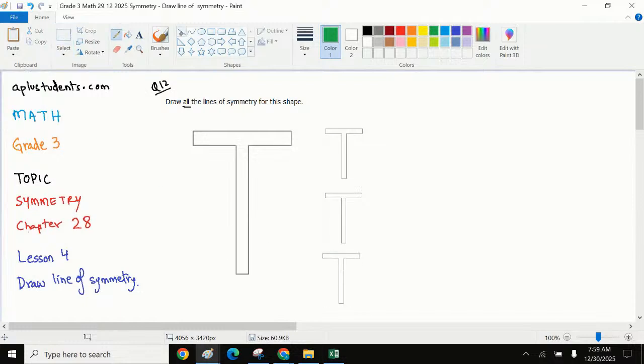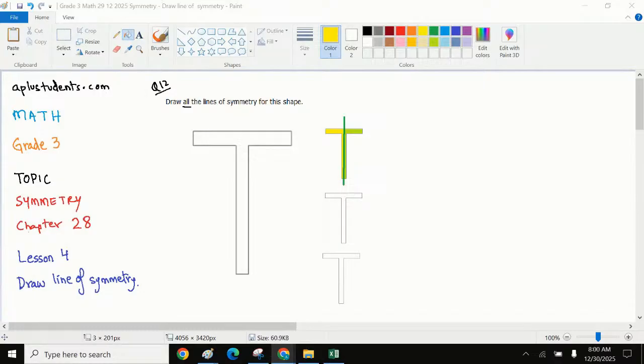So can I say a line of symmetry is always a line that divides the shape into perfect reflections of each other? That means the shape on the left side must be exactly the same as the right side of the shape, right? So that means this is the line of symmetry. What we have on our screen, the vertical line passing through the center, okay? That means it is the line of symmetry, okay?